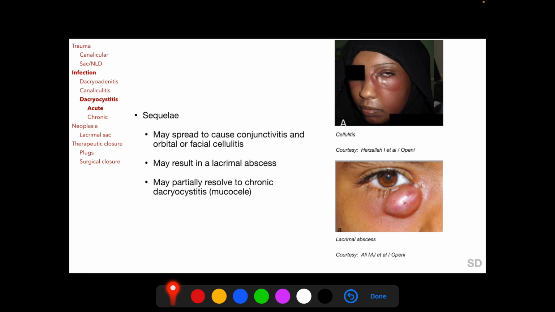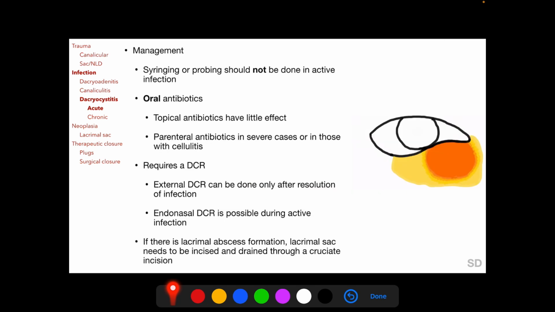Sequelae of acute dacryocystitis include conjunctivitis, orbital or facial cellulitis, lacrimal abscess formation, or acute dacryocystitis may partially resolve to a chronic dacryocystitis, also called a mucocele. In acute dacryocystitis, syringing or probing should not be done during the active phase of infection because it is very painful and may create false passages. Oral antibiotics are recommended in most cases of acute dacryocystitis because topical antibiotics have little effect. However, in severe cases or in those with cellulitis, intravenous antibiotics will be required.